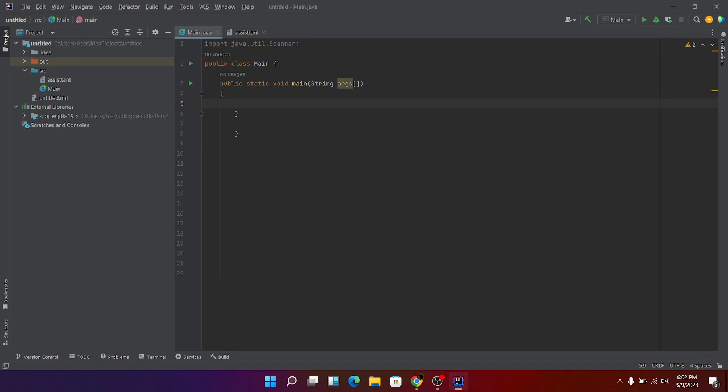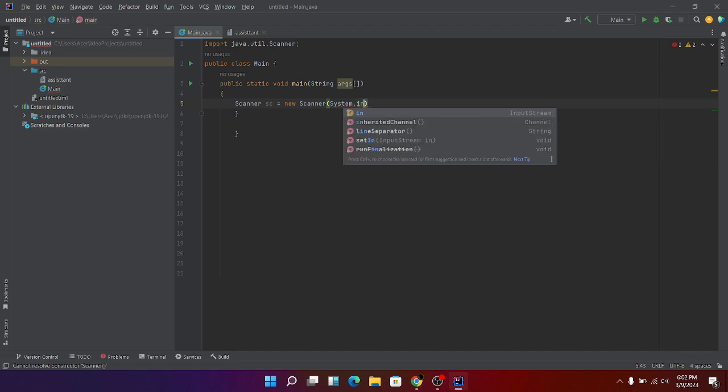Print interest. So let's get started. First of all, we have to put the Scanner class. Enter. New Scanner. Enter. System.in.